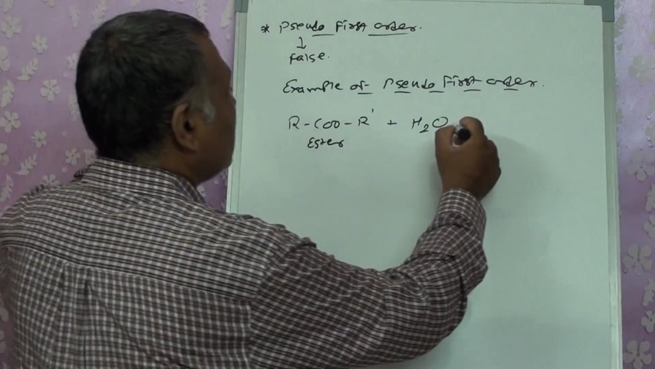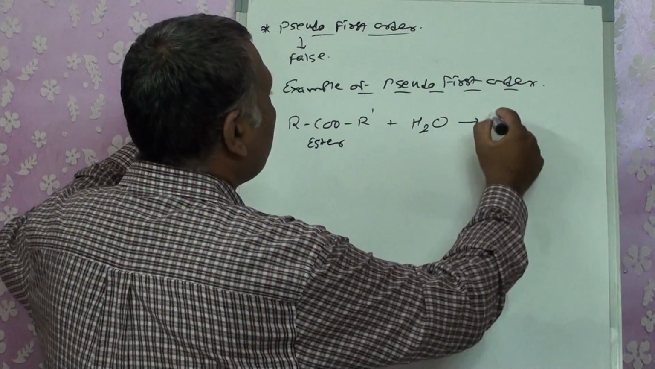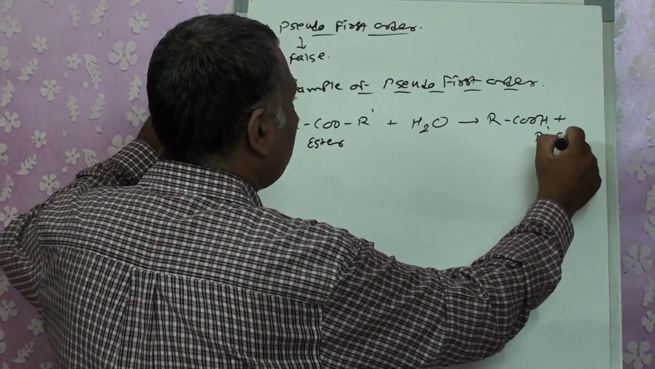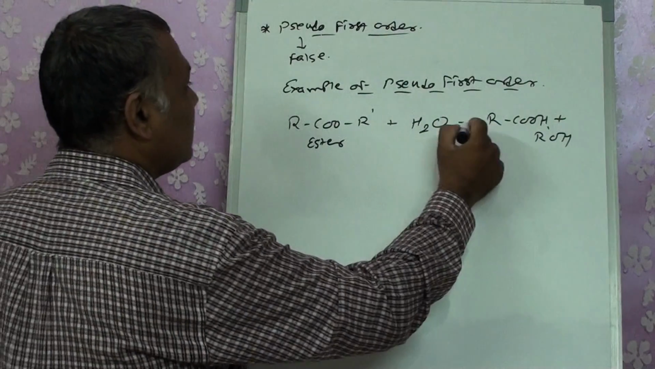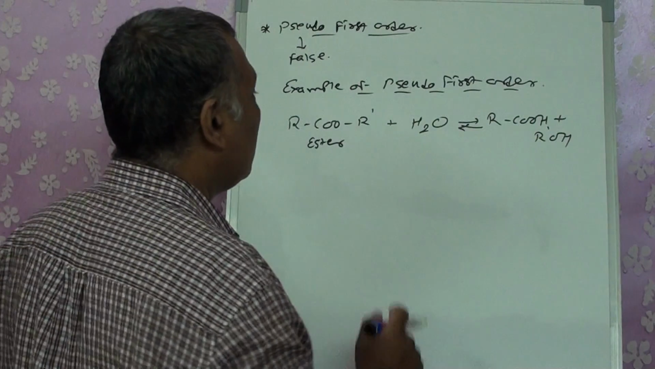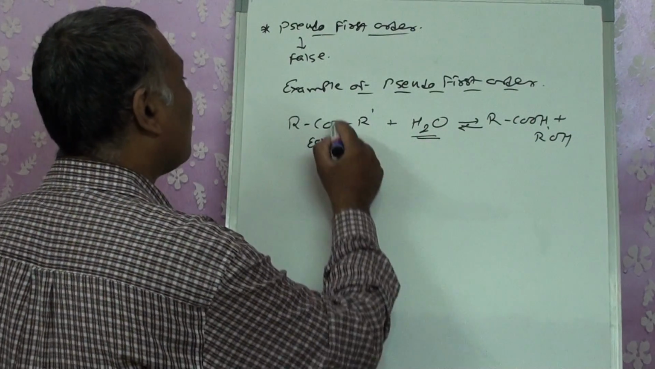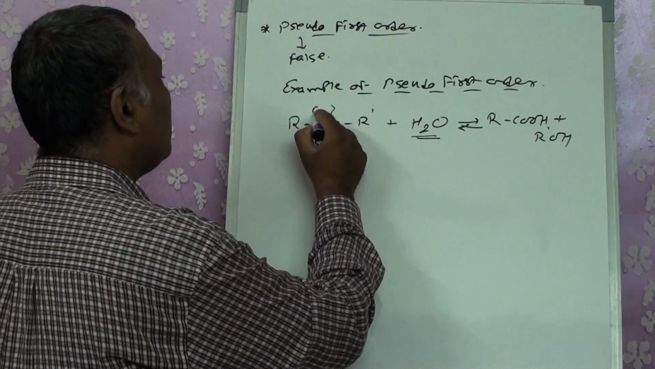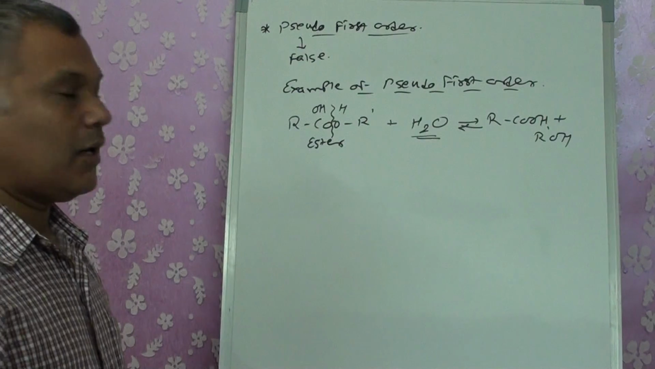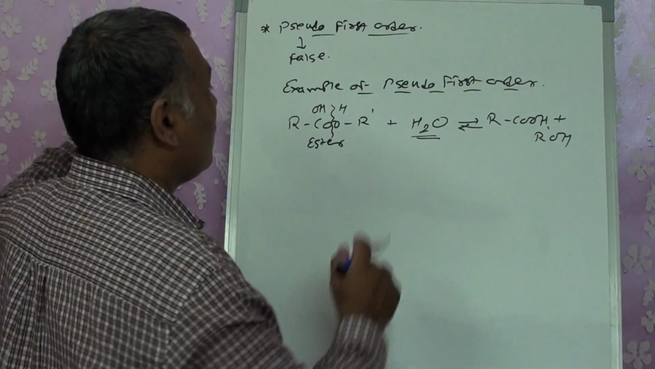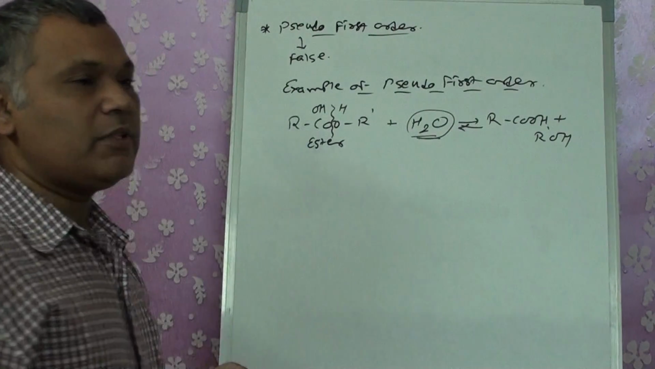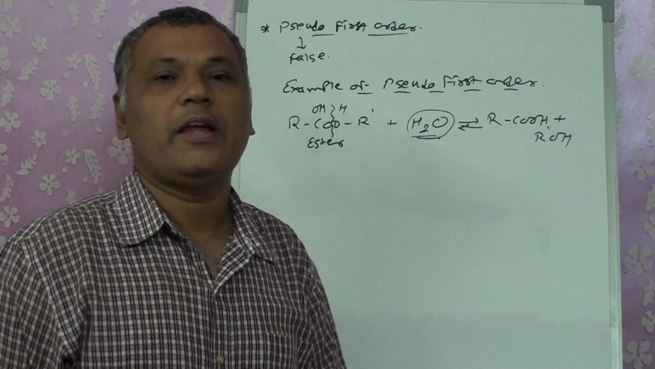Now in this case, what is going to happen in the reaction? The compound is going to get converted into acid plus alcohol. Ester on hydrolysis produces acid plus alcohol. Now you can very easily say that this water has divided the compound into two parts to produce acid and alcohol, right? It is compulsory that the water has taken part in the reaction. So that means the concentration of the water is going to play an important role.